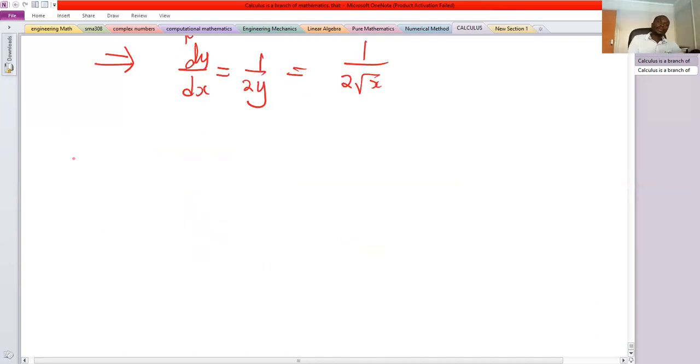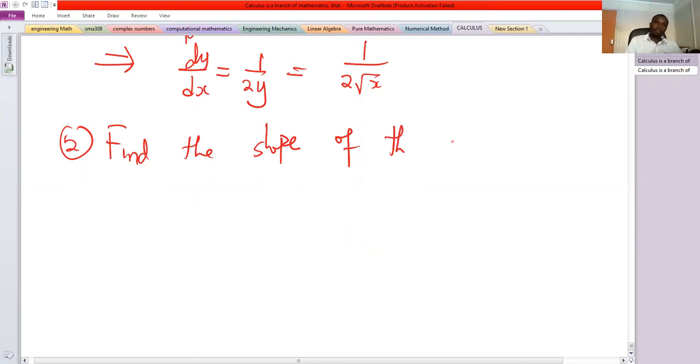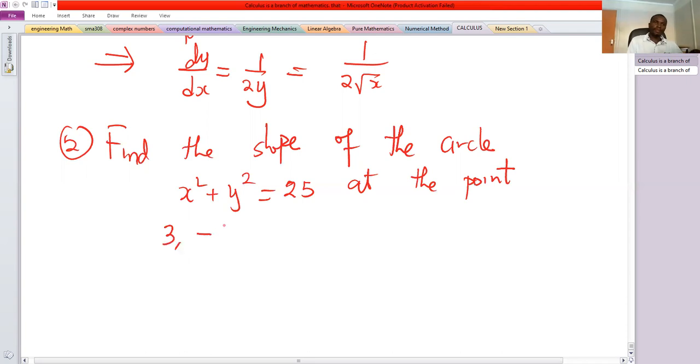And then example 2: find the slope of the circle x squared plus y squared equals 25 at the point (3, minus 4). So it's simply to get dy/dx, and then you substitute the value of x, 3, and the value of y, negative 4.